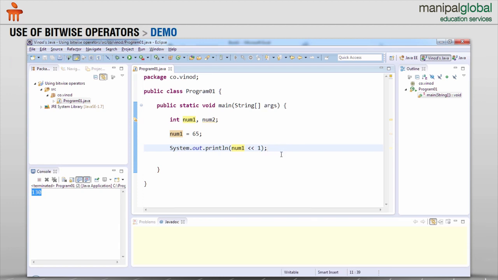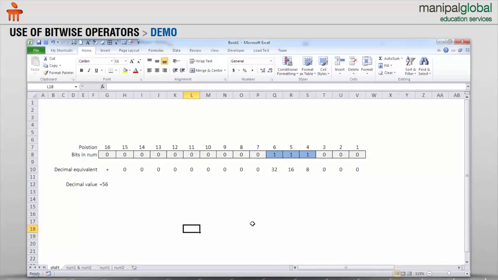Now to understand this better, I have created an Excel file here to explain what is going to happen. First, let us consider this number 65. Now 65 when converted into binary is 1 followed by 5 zeros and then 1. So you can see the position, the bit number 7 is 64 and bit number 1 is 1, and 64 plus 1 is 65. So I have given here an indication that it is 65.